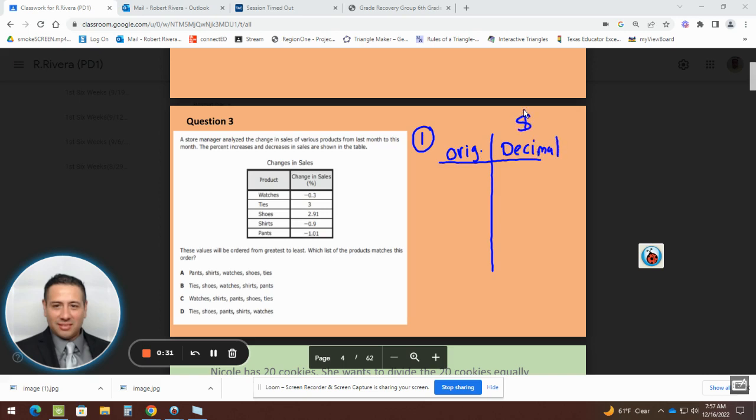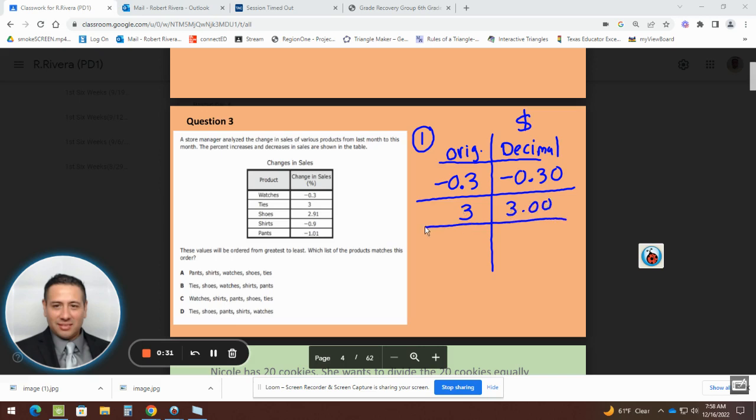Decimal, like money. So if you notice, the first one is the watch, it's negative 0.3, right? But that's not money yet, so negative 30 cents, basically. Okay, you can draw a line so you won't confuse them. The next one is just the 3 by itself, that's the ties. How would you write that in money? $3.